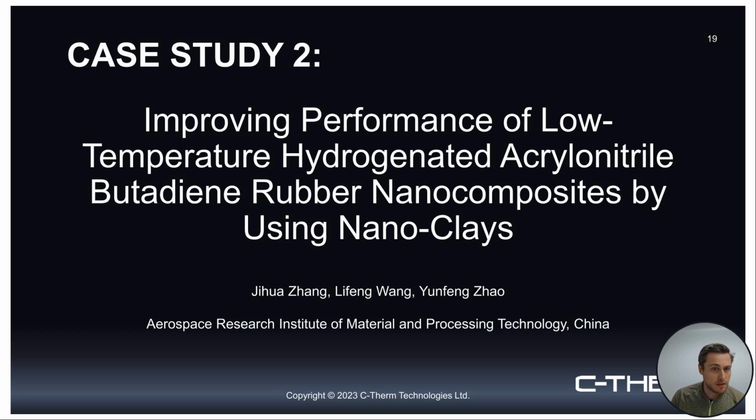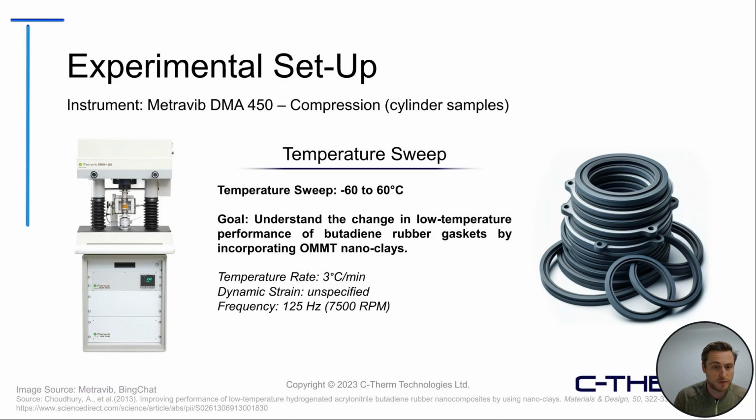So for our second case study, titled Improving Performance of Low Temperature Hydrogenated Acrylonitrile Butadiene Rubber Nanocomposites by using nanoclays, done by the Aerospace Research Institute of Material Processing and Technology in China. The work done by this group wanted to understand if they could improve the performance of rubber for sealing applications for cold temperatures. And they used a Metravib DMA 450, which is part of the older generation of Metravib DMAs, but still a very reliable unit.